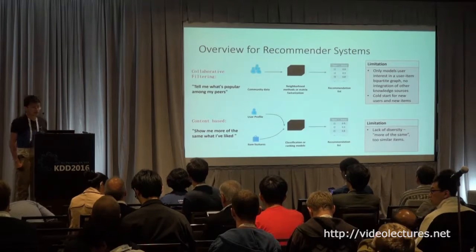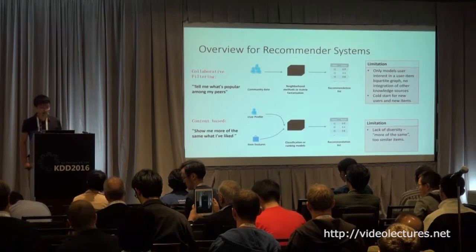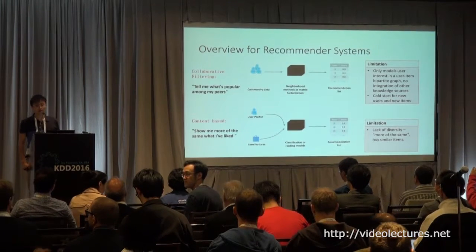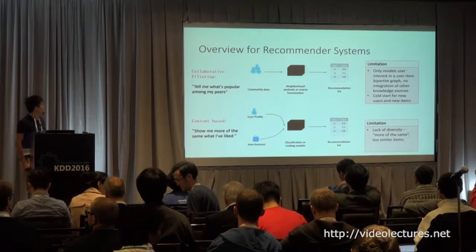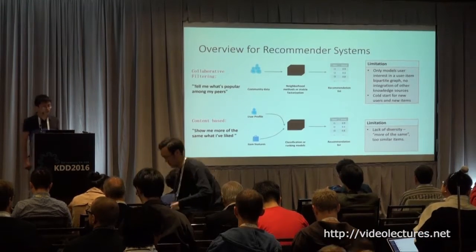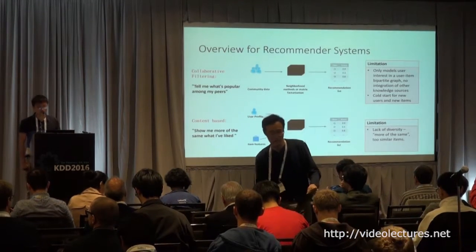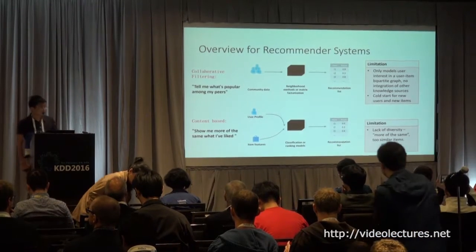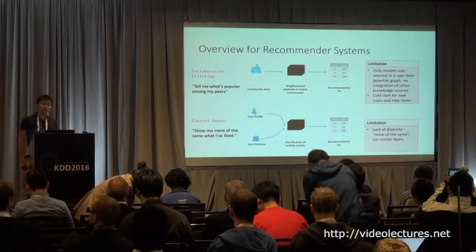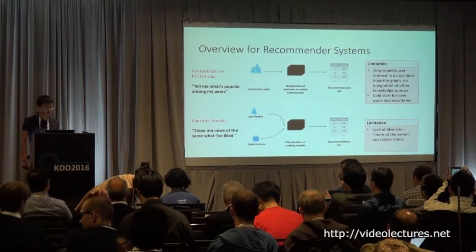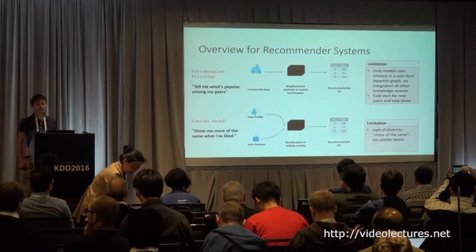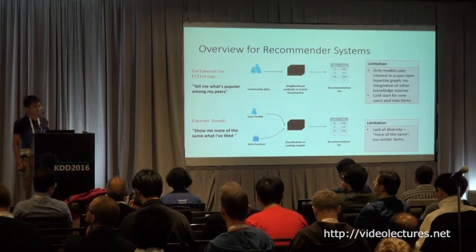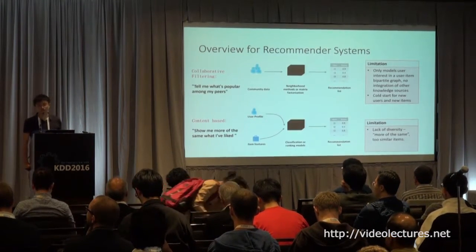At the beginning, I will review the basic two types of recommendation methods. The first one is collaborative filtering. The core of this method is to tell me what's popular among my peers. Another method is the content-based method. This method will use, such as, user profiles or item content as features to learn and supervise the model. The basic idea of this method is: show me more of the same of what I have liked previously.